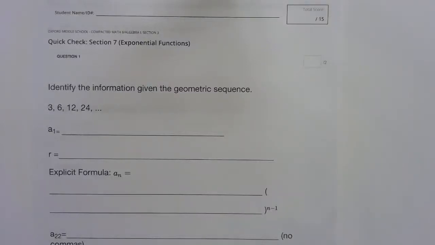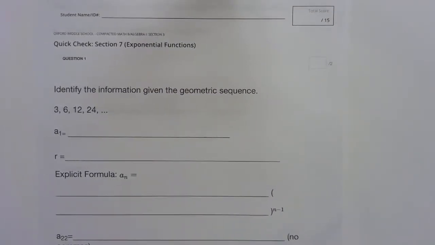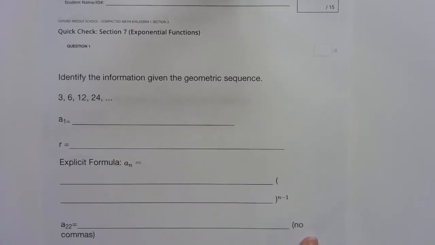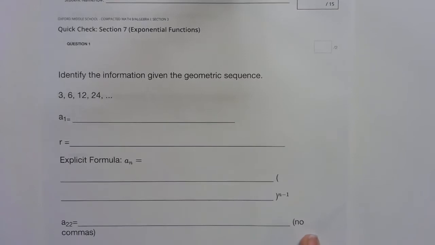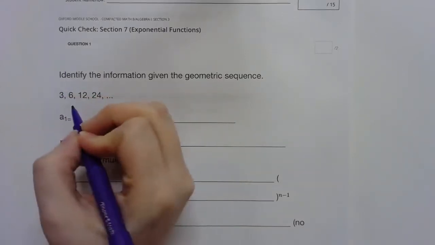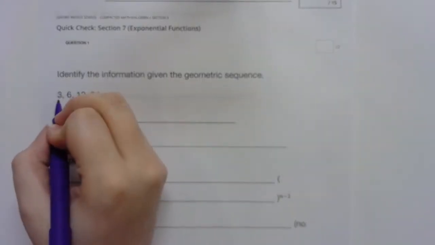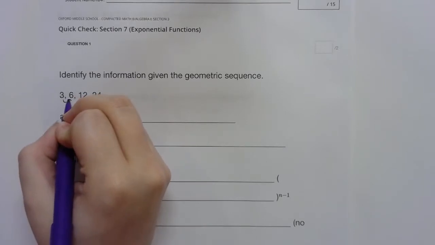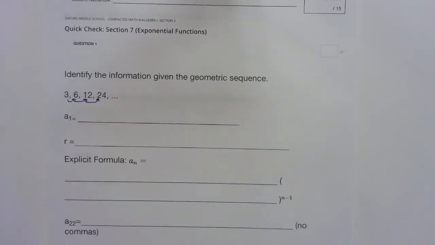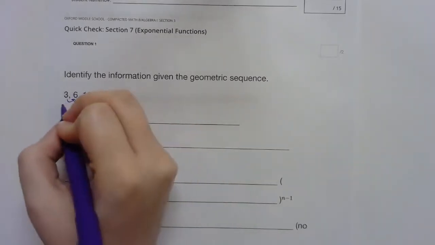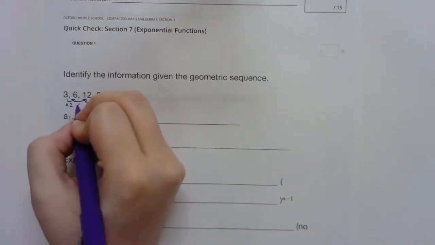All right, so these are the questions from the Section 7 Quick Check. First it says to identify the information given the geometric sequence. So we have this geometric sequence. We know that it's geometric because as we go between the terms, there is multiplication happening. Remember, arithmetic has addition or subtraction, but for geometric, there's multiplication.